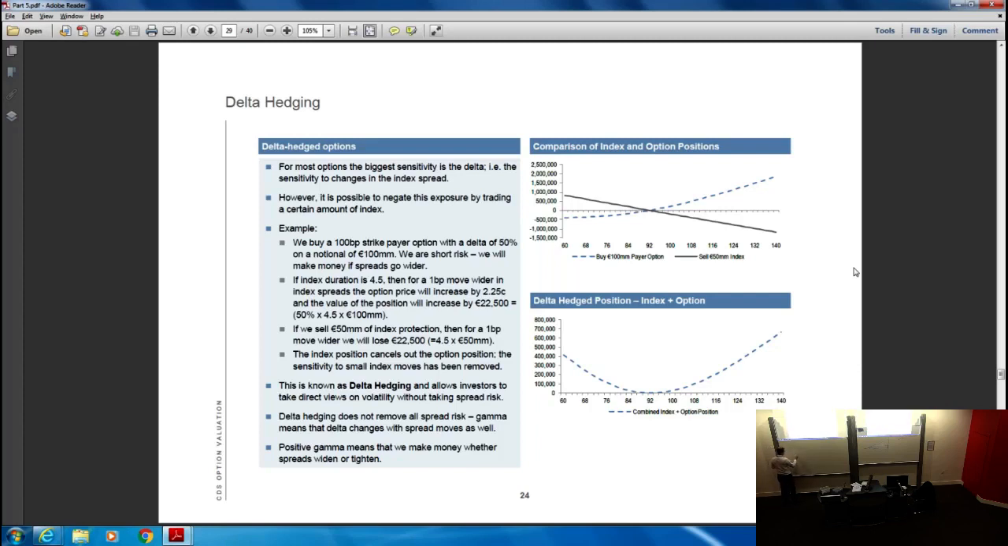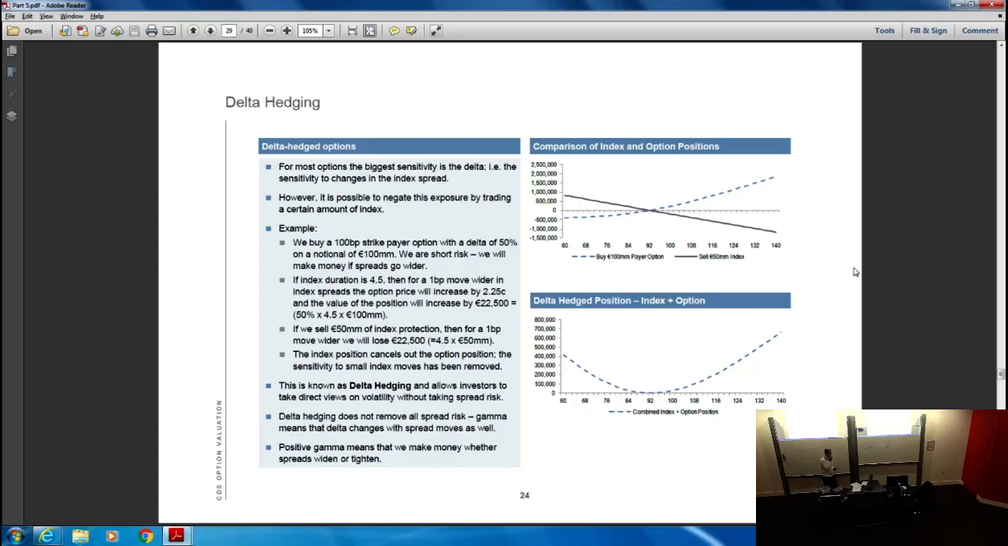So if we buy a payer option, let's do that. So we buy a payer option. It looks like that at expiry. Prior to expiry, it's going to look something like that. Okay. So that's the payer option, we've bought that. Against that, what do we go and do? We go and sell an index position, and we sell it in the same notional as we have over there in the option. So what does that end up with if we take those two positions together? We basically get something that looks like that.